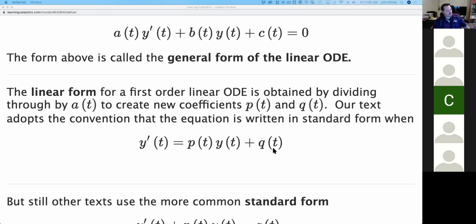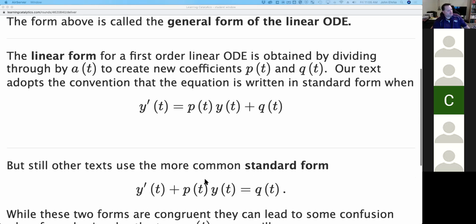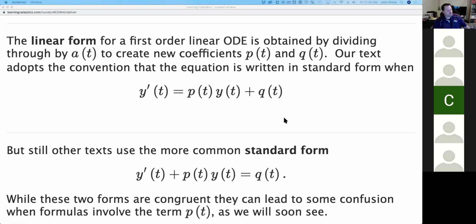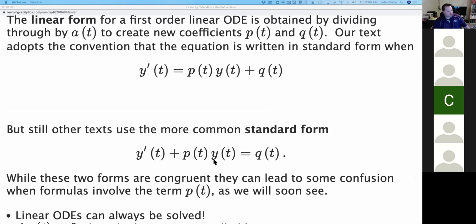We're going to call that Q of t. Well, technically, it's the negative of both of those. But these are two different forms that you can get from that. So this one's called linear form because the right-hand side looks like a linear equation in terms of y. And this is called the standard form because this is the form that's easiest to find integrating factors from. It's the standard form we use in the text.